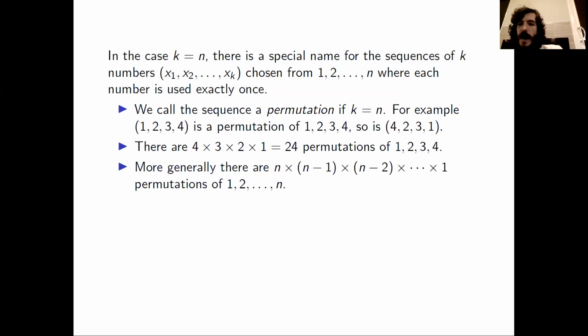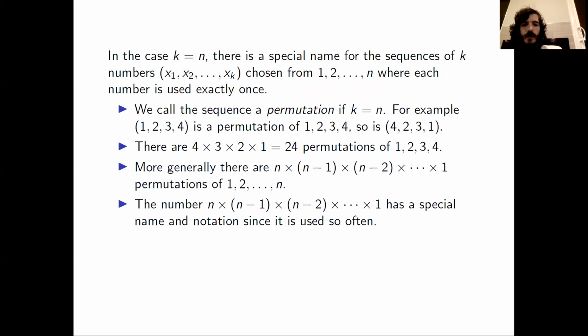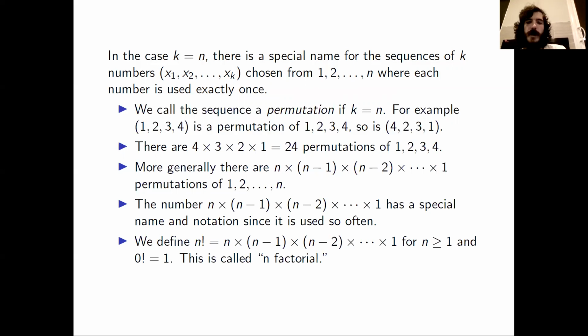More generally, if we have the numbers 1, 2, 3 up to n, we see that there are n times n minus 1 times n minus 2 all the way down to times 1 permutations of those numbers. That product, n times n minus 1 times n minus 2 all the way down to 1, has a special name and notation since it's used so much. So we define n factorial, and n factorial is equal to the product of the integers from 1 to n inclusive. And we can define that for all n greater than or equal to 1. We'll also define 0 factorial to equal 1, and we write the factorial with an exclamation point.